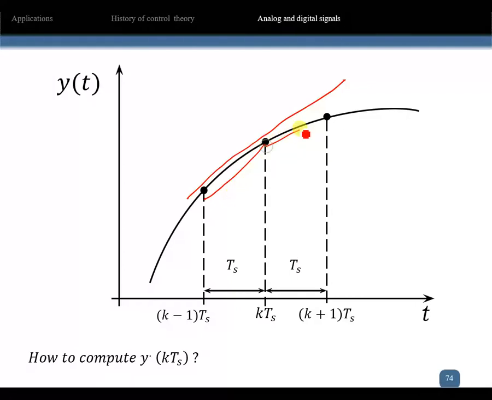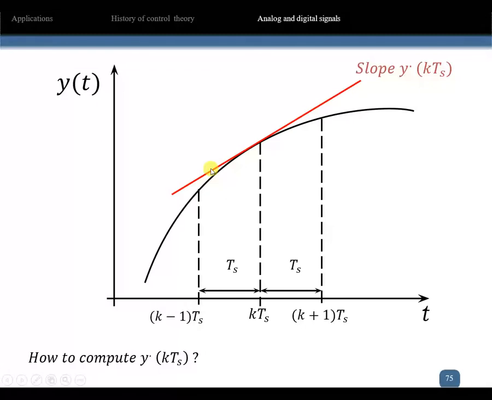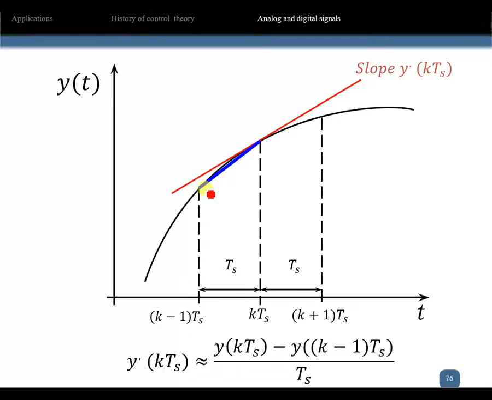One of them, between these two lines, the limit is forward, or one between the first and the last line is the trapezoid method. That means you want to find the slope of this, and if you find a slope, you can find y dot (kTs). For finding the slope, this slope can change to this small slope, and there is an error between these two lines, but we can neglect it. How can I find this slope?